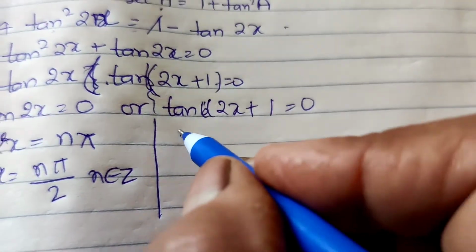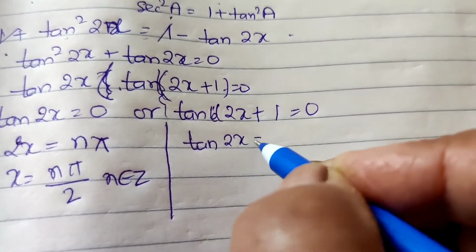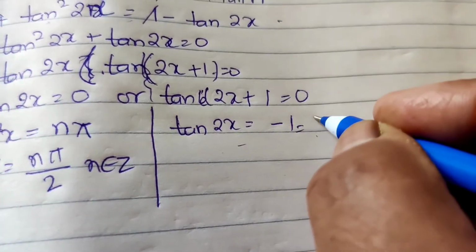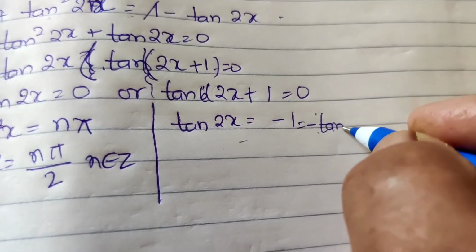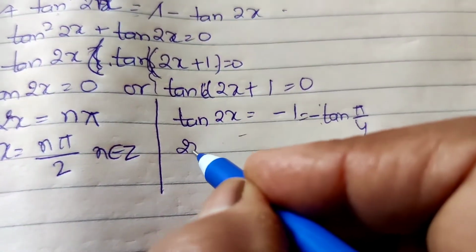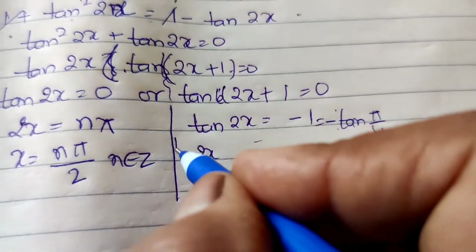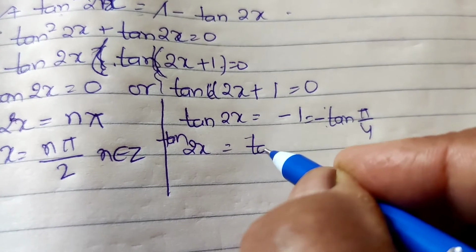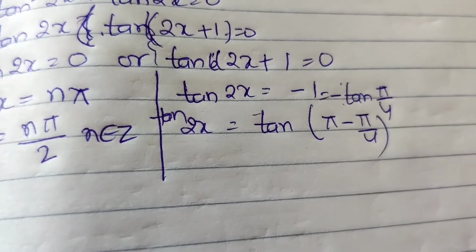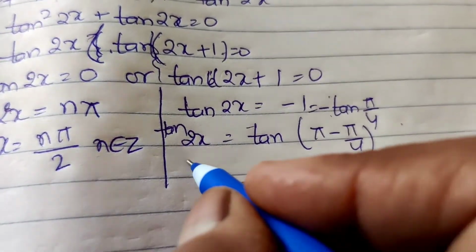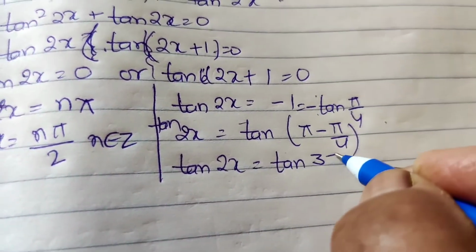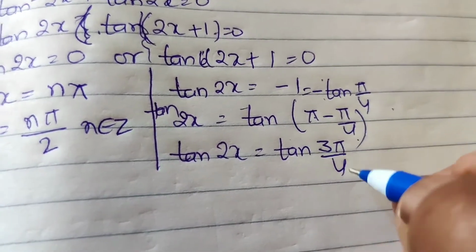And in this, tan 2x equal to minus 1. The value of tan pi by 4 is 1, so it is minus tan pi by 4. You can write tan 2x equal to tan (pi minus pi by 4), in the second quadrant. So tan 2x is equal to tan 3 pi by 4. Pi minus pi by 4 is 3 pi by 4.